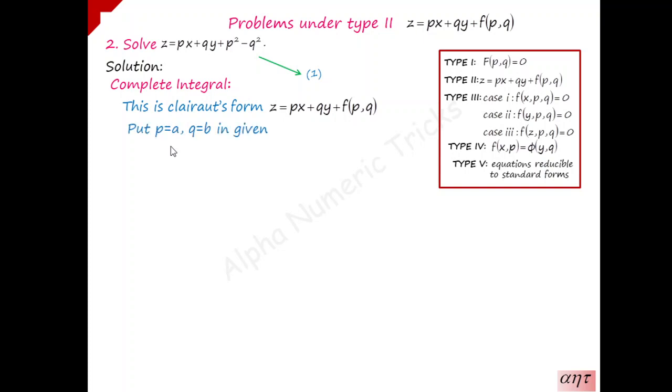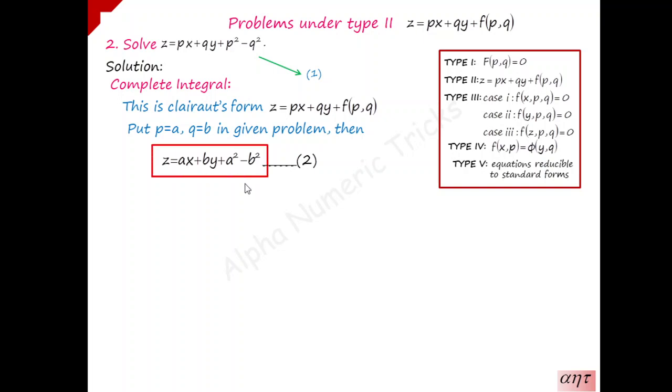The complete integral is very easy: by substituting p is equal to a, q is equal to b in the given problem, we can get the complete integral. That is, z is equal to a into x, plus b into y, plus a squared minus b squared. So z is equal to ax plus by plus a squared minus b squared is the required complete integral. Number that equation as 2. Here a and b are arbitrary constants in our problem.